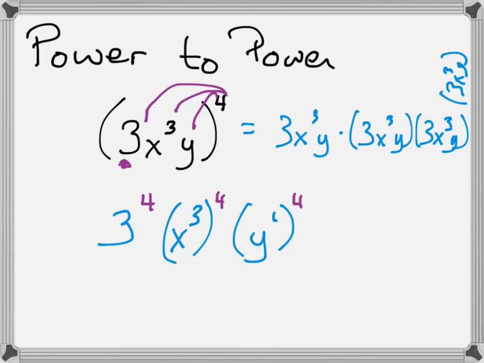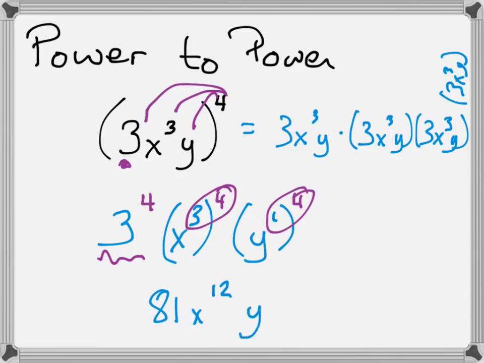So when we have these, we're going to multiply the exponents. And we are going to simplify our coefficient. So 3 to the 4th power is 81. X cubed to the 4th power is x to the 12th. That means I have 4 sets of x cubed, which means I have 12 x's being multiplied. Y to the 1st raised to the 4th power is y to the 4th. That's my final answer.